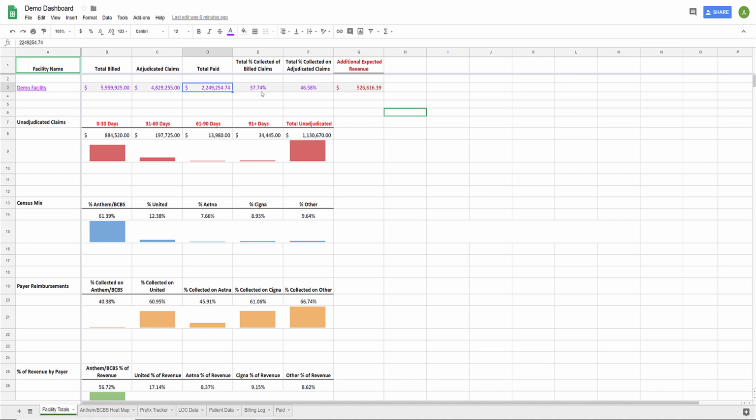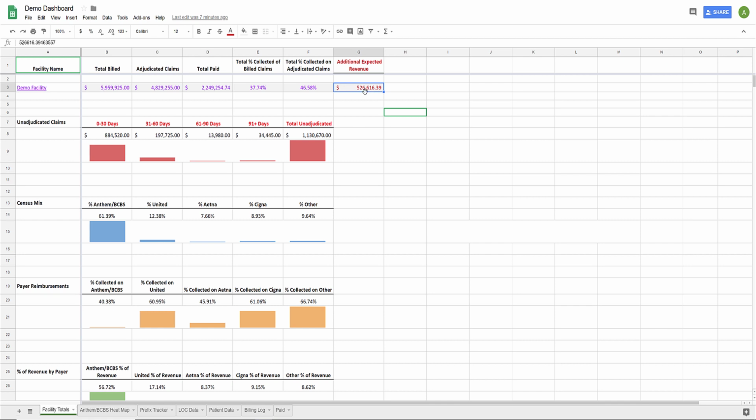These percentages on the right, this column E is simply this total paid over total billed, okay? And column F, the more important column, is actually total paid over adjudicated claims, meaning that the average paid amount per dollar billed is 46.58% in this particular scenario. And so on the right here, you just see this additional expected revenue tab or column. This number is simply this percentage times the total outstanding claims to give you this number.